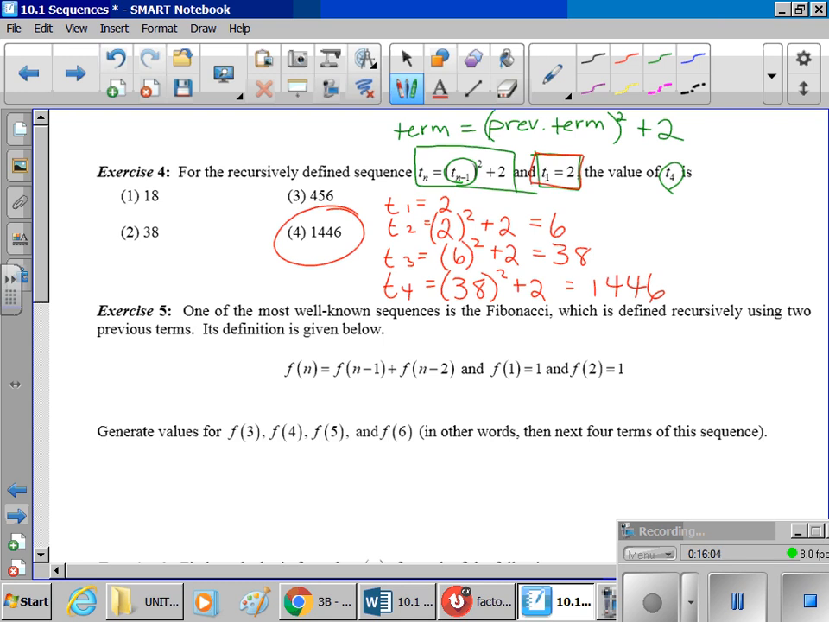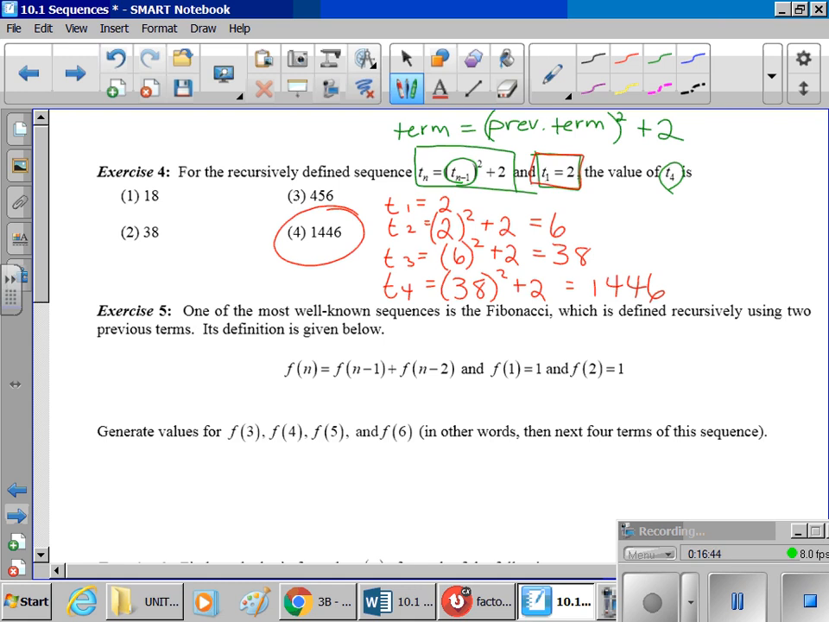Now in exercise 5, one of the most well-known sequences is known as the Fibonacci sequence. It's basically how certain things in nature show up, like the petals on a flower, or how certain animals reproduce. It definitely follows the Fibonacci sequence, so it shows up in nature a lot. When you get into biology, living environment, and probably a little bit more advanced sciences than that, you'll definitely come up with this sequence again.